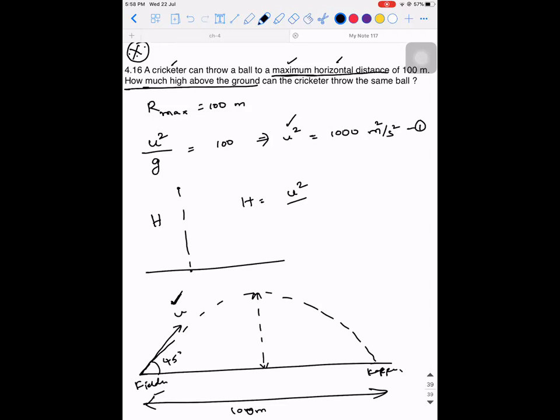So this is not what they are asking. So what is this height? What is the height reached by the object when it is thrown perpendicularly? It is u square divided by 2g. Do you guys remember this?